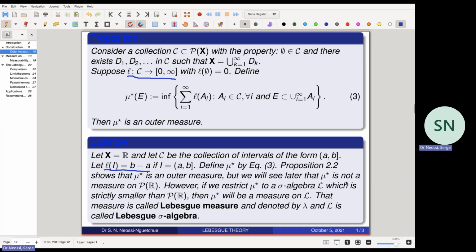But we will see later that mu star is not a measure on the power set of R. It's an outer measure. That's why we call it an outer measure. However, if we restrict mu star to a sigma algebra calligraphic L, which is strictly smaller than the power set of R, then mu star will be a measure on calligraphic L. That restriction which becomes a measure is what we'll call the Lebesgue measure, and we denote that measure by lambda.